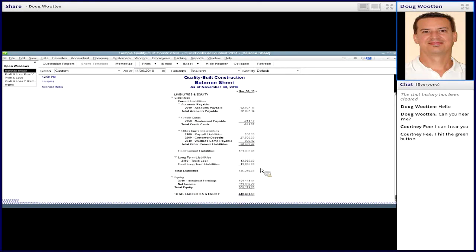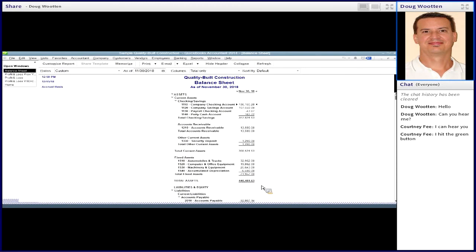Then again, we get down to the equity, which is equal to your assets minus your liabilities. It's going to equal your retained earnings, and it's primarily built on your net income here and those retained earnings, which are your net income from previous years.